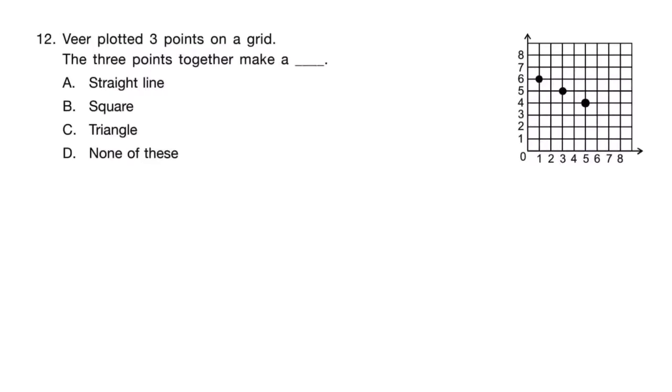Question 12. Veer plotted three points on a grid. The three points together make a dash. If we trace the three points, we can see that it's forming a straight line. So, correct answer is option A.